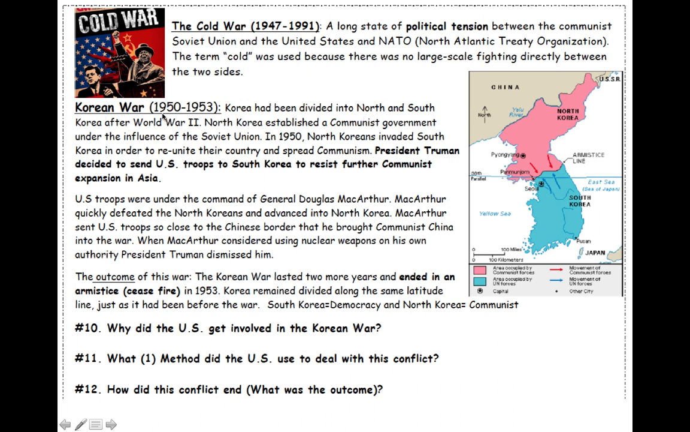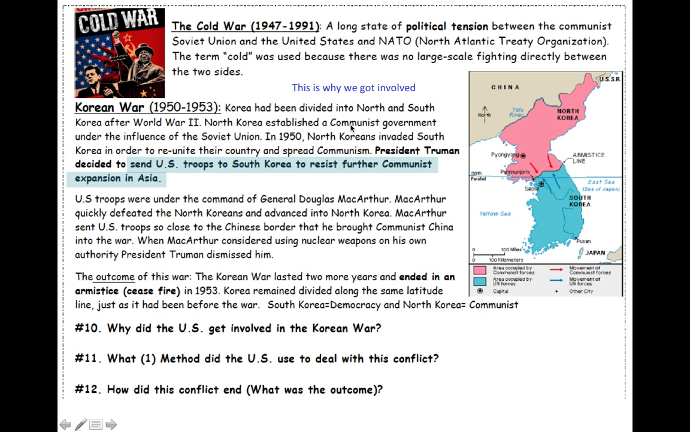All right, the Korean War. I'm going to go ahead and highlight for you in blue why we got involved. The Korean War, 1950 to 53. Korea had been divided into North and South Korea after World War II. So here's a picture showing you the division. In blue is South Korea, and this is the 38th parallel. And then here we've got North Korea in red. North Korea is communist. South Korea was not.